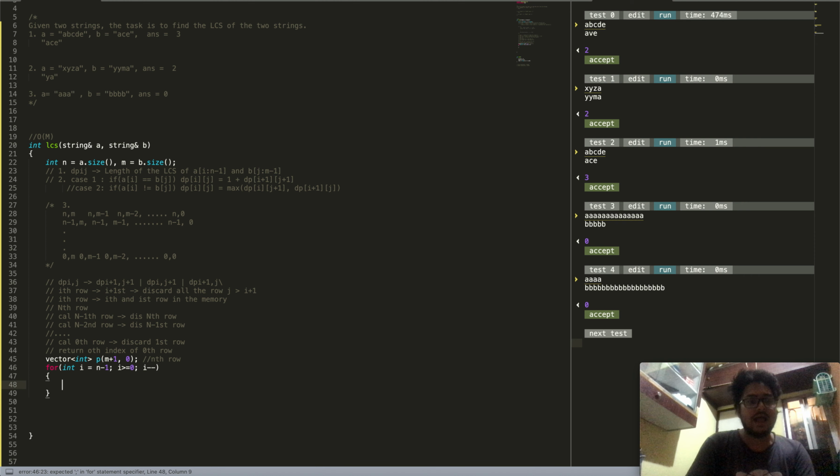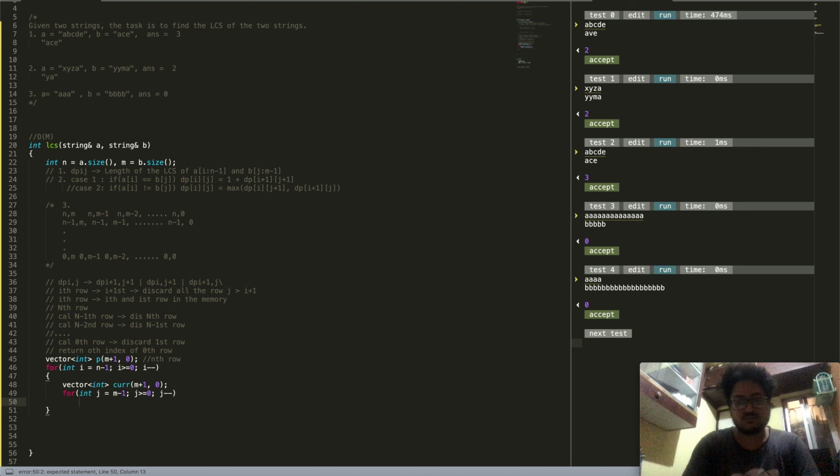In each iteration, I will compute the values of the ith row with the help of the i plus first row. In the first iteration, I will compute the n minus first row with the help of the nth row that we have stored in this array. To store the current row of the dp, let's create another array, vector int curr, and resize it to m plus 1 comma 0. Now we'll iterate over all the indices j of this array starting from index m minus 1, j greater than or equal to 0, j minus minus.